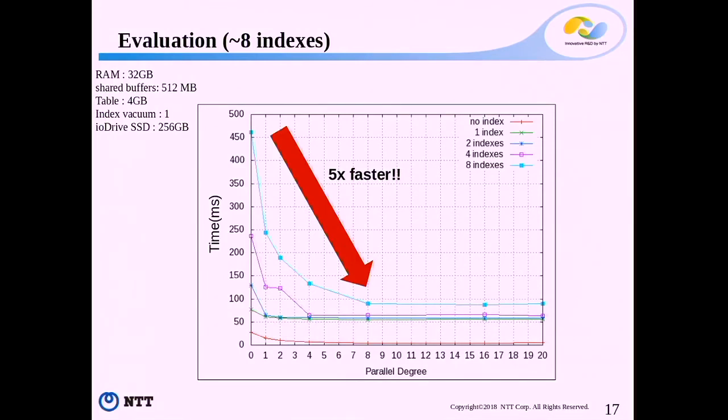So please look at the light blue line. The vacuum took 415 milliseconds with no parallel workers. But at a parallel degree of 8, it took less than 100 milliseconds. So parallel vacuum made the vacuum 5 times faster.